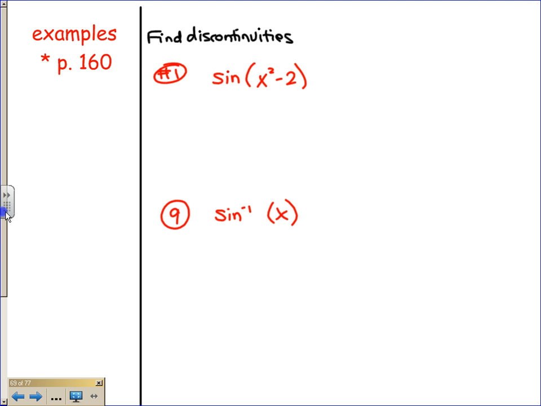Okay, so let's practice the whole continuous thing with trig. I just picked a couple of silly ones. You guys have another few in your homework. But guys, number 1, where is sine of x squared minus 2 continuous?